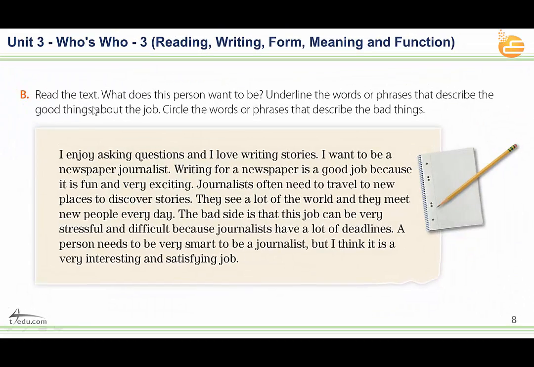B, read the text. What does this person want to be? Underline the words or phrases that describe the good things about the job. Circle the words or phrases that describe the bad things. So, the good things, we have to underline. Underline the good things. Circle the bad things. Circle the bad things. Let's see.